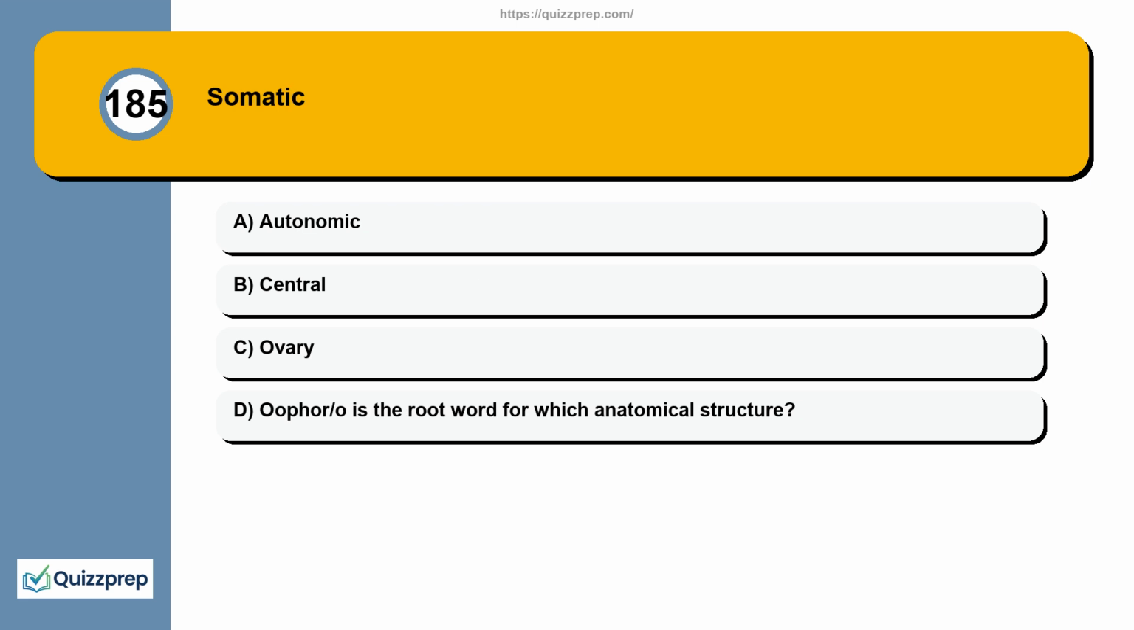Question 185. Somatic. Option A, autonomic. Option B, central. Option C, ovary. Option D, O/O is the root word for which anatomical structure? The correct answer is option Nan.